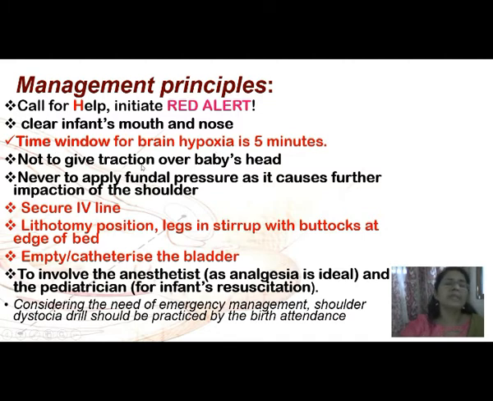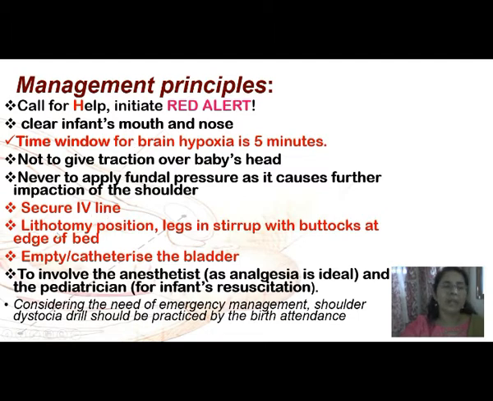So do not give traction over the baby's head. Do not try to pull. Then never apply fundal pressure, as it causes further impaction of the shoulder. That's why, if we see the turtle sign, we should not try to do fundal pressure, that further causes impaction of the shoulder. Next, we have to start an IV line because it is an emergency situation.